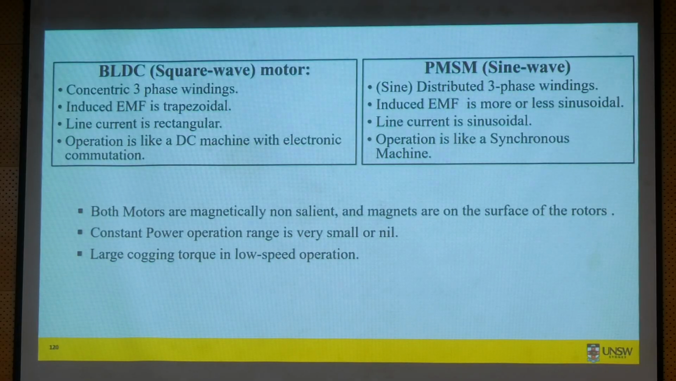So if we compare, for BLDC, the main difference is your line current is rectangular, okay? The inverter will produce a rectangular waveform, whereas for PMSM, current must be sinusoidal, okay? BLDC motor behaves very much like a DC machine, an electronically commutated DC machine, and PMSM, we can analyze it using all the synchronous machine theory, okay?